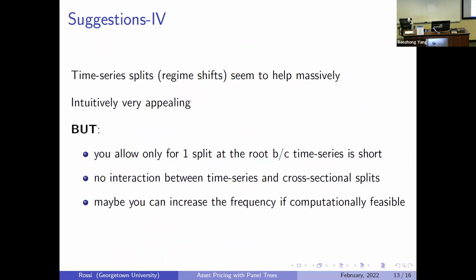In terms of the fourth suggestion, I think that something that is super interesting is the time series splits. I've always been a big fan of regime switching models, where you basically have that different economic conditions can be associated with very different relations between dependent variables and predictors. And so, intuitively super appealing. Right now, though, the authors are limiting themselves to one split at the root. And of course, I would be much, much happier to see something like interactions between time series and cross-sectional splits.